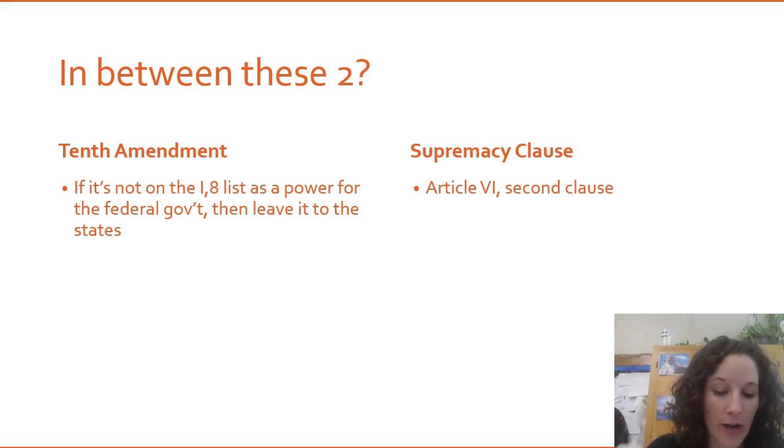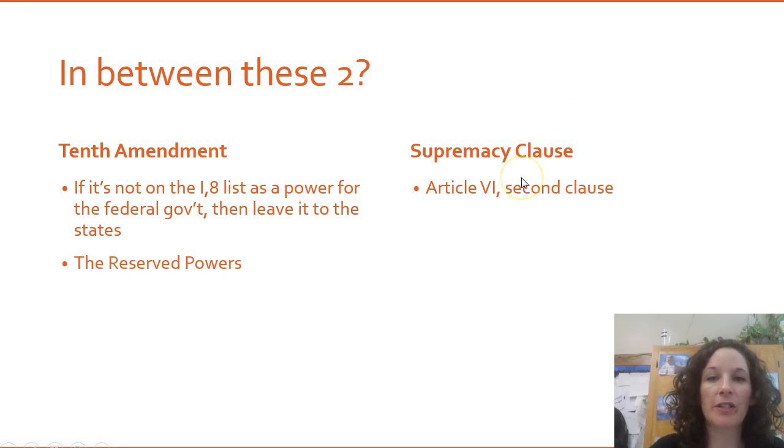And the powers not prohibited by it to the states are then left to the states respectively. So the 10th Amendment translates to, if it's not on the Article 1, Section 8 list, and it's not on the Article 1, Section 10 list, then leave it to the states. So another name for the 10th Amendment is the reserved powers, powers being reserved to the states, and the States' Rights Amendment.